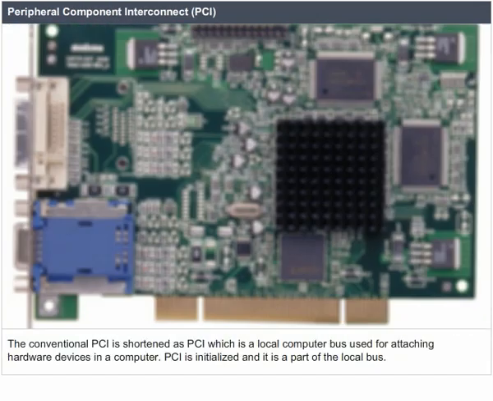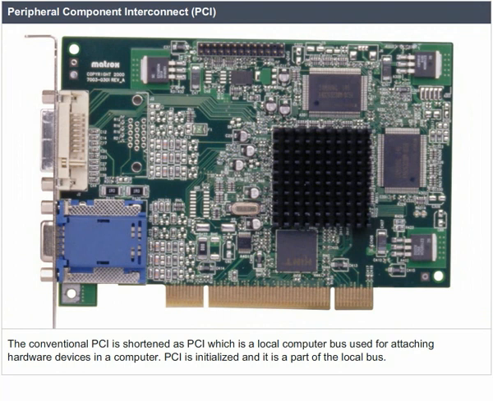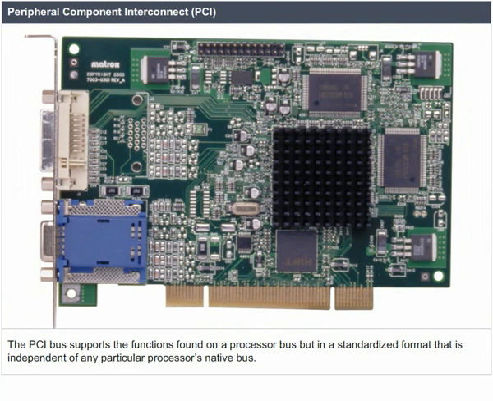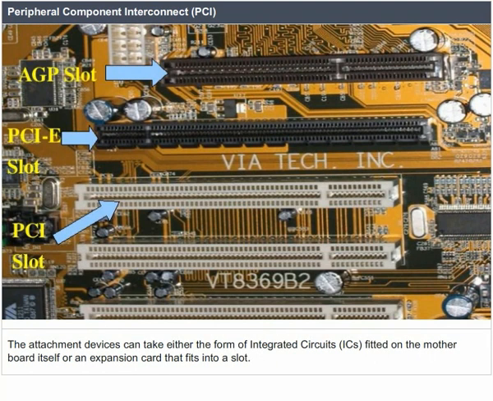Peripheral Component Interconnect, PCI. The conventional PCI is shortened as PCI, which is a local computer bus used for attaching hardware devices in a computer. PCI is initialized and it is a part of the local bus. The PCI bus supports the functions found on a processor bus, but in a standardized format that is independent of any particular processor's native bus. The attached devices can take either the form of integrated circuits fitted on the motherboard itself or an expansion card that fits into a slot.